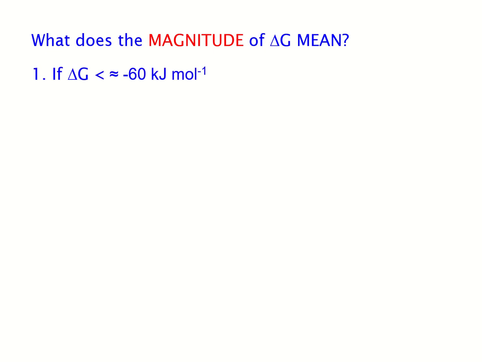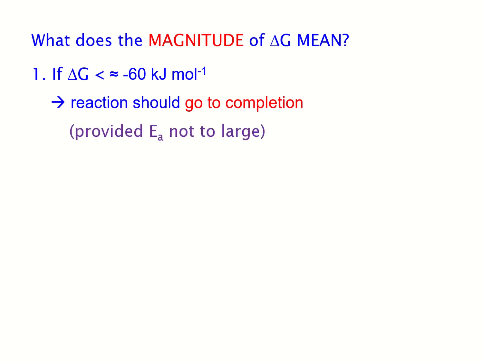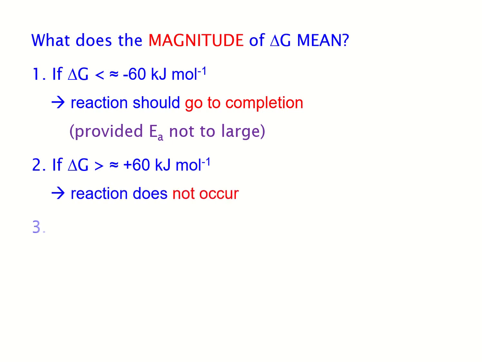So our rule of thumb is that below zero it happens, above zero it doesn't happen. If it's below minus 60, we assume that reaction goes to total completion. But there is a caveat there. That may not happen, and your reason for that not happening is because the activation energy for that particular reaction simply might be too high. So please bear that in mind when you get asked a question where delta G is negative but the reaction doesn't happen. That's because of a high activation energy. If it's above 60, we simply say the reaction just full stop does not occur.